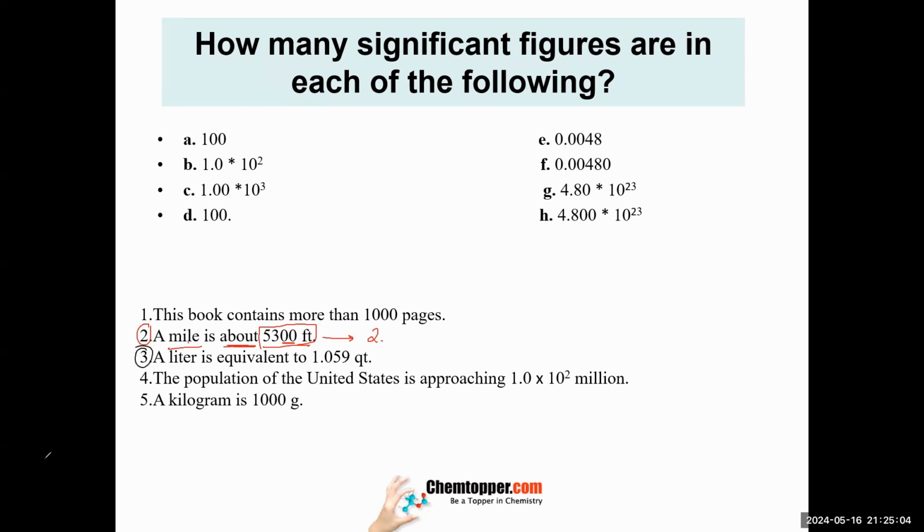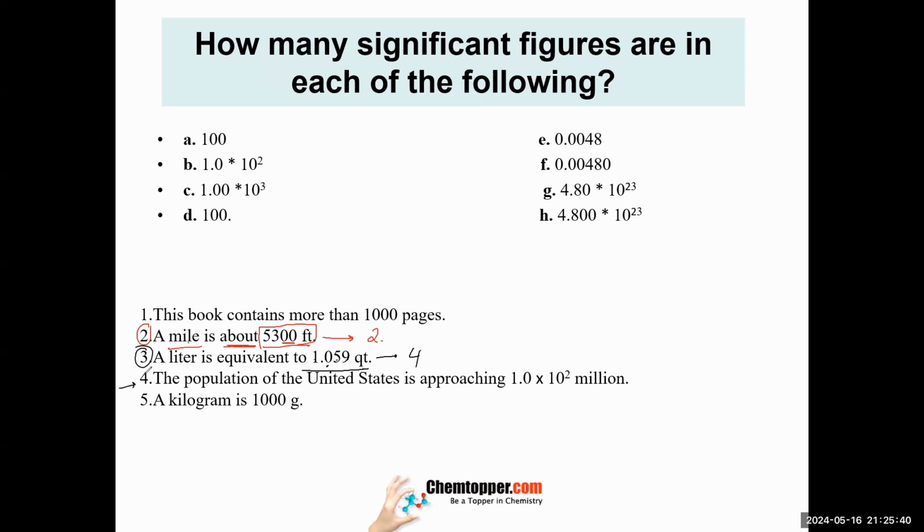Check this one. A liter is equivalent to this much. This is a quart. So here also, these are not defined units. Defined units are meters, meter cube, decimeter cube. So this quart is not a defined unit. So you have to count all the numbers here. This is a captive zero, count it. 1, 2, 3, 4, 5, 6, 8.